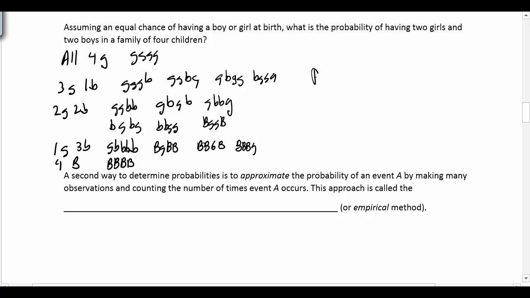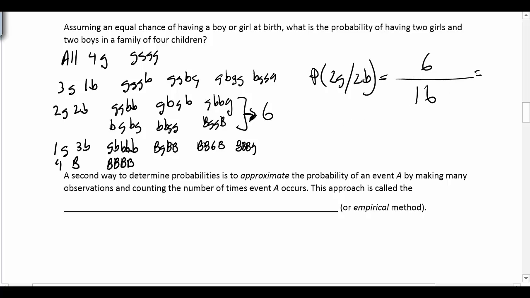So the probability of 2 girls and 2 boys: there are 16 total, and then I just need to count up how many fit in that category, and that's this little category here, and there are 6 of those. So 6 out of 16, or 3/8, which works out as a decimal to about 0.375. So almost 38% of the time I would expect to have 2 girls and 2 boys.